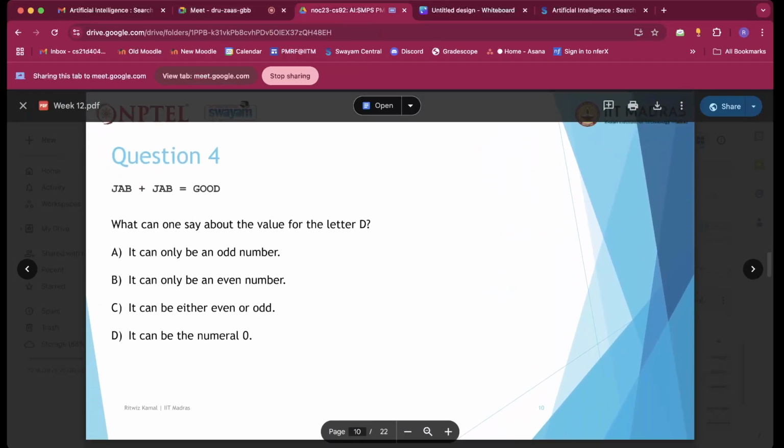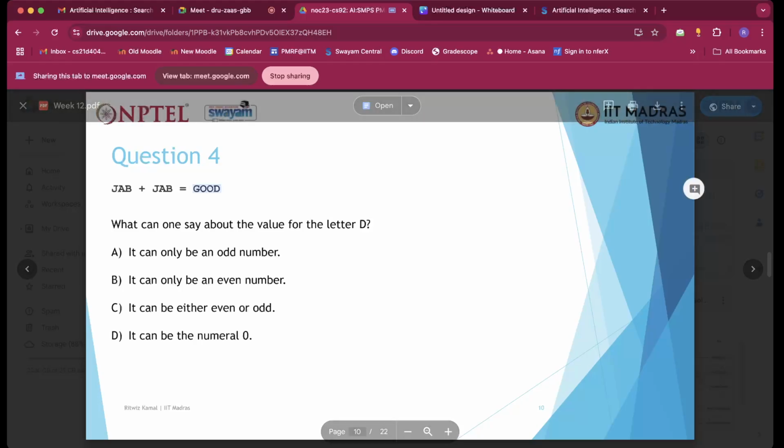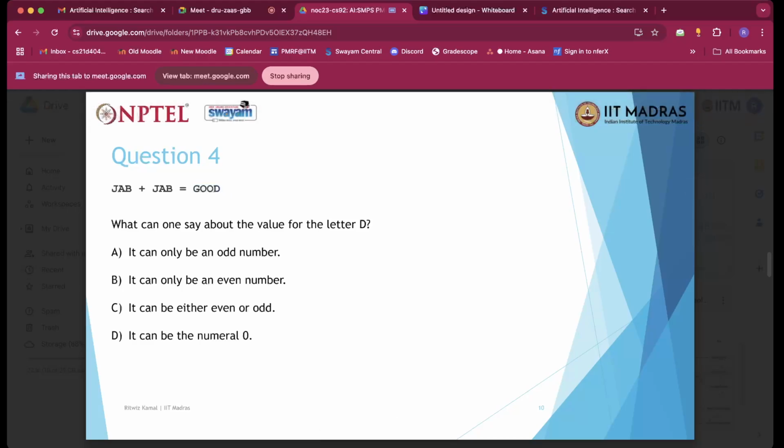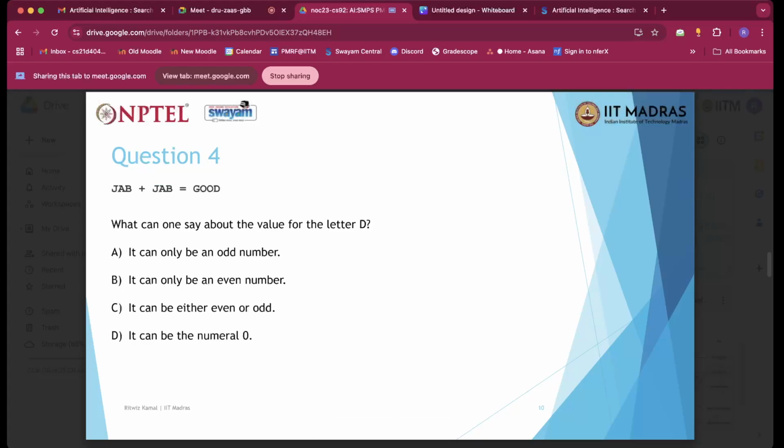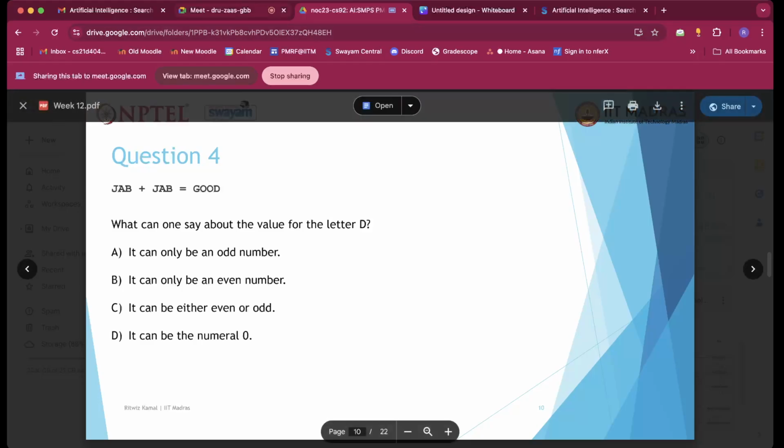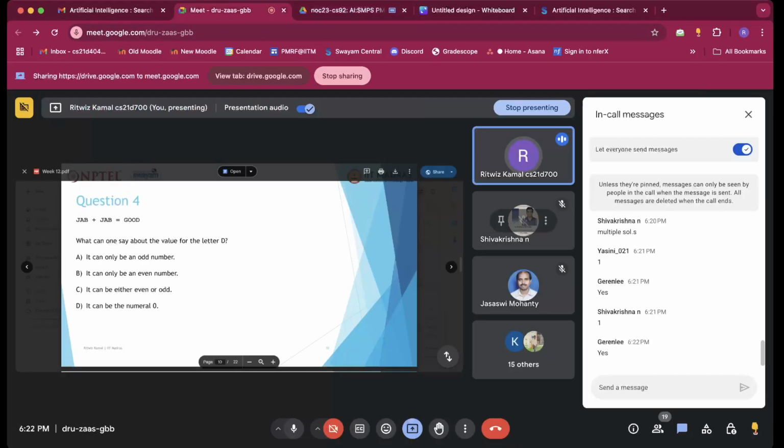Now let's come to the fourth question, which says what can we say about the value for the letter D? Okay, so D is the last letter on the right hand side, right? And the value of D is dependent upon the value that the letter B takes, because we are going to add B, and the solution for that is going to give us what value the letter D might contain. So can it be an even number, can it be an odd number, or can it be either of them? What do you think?